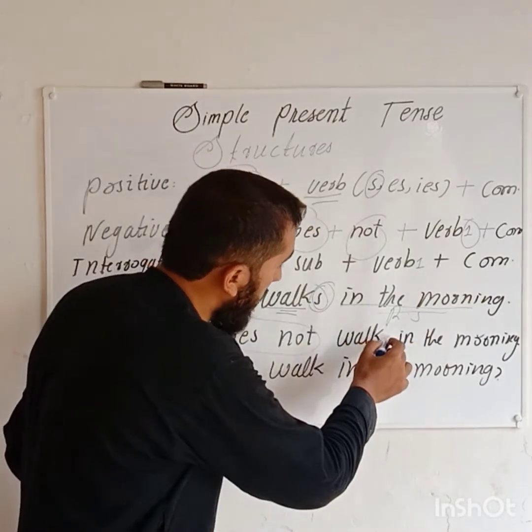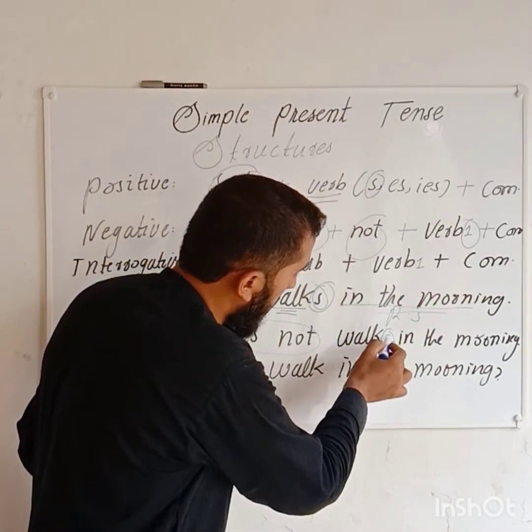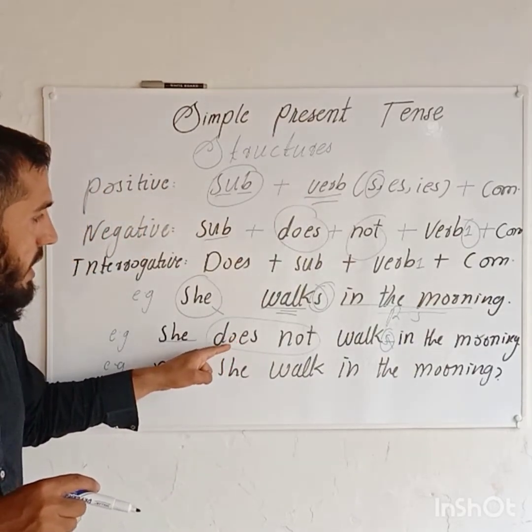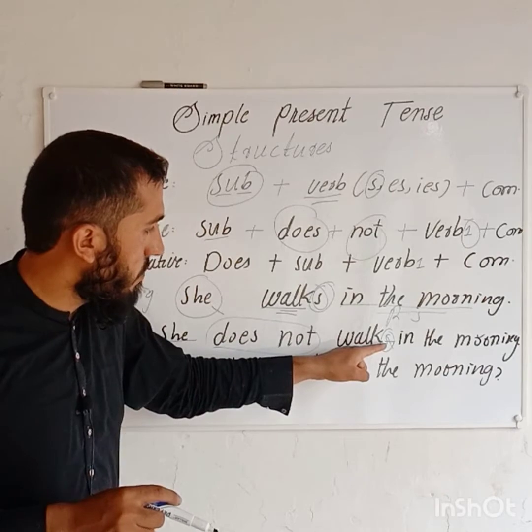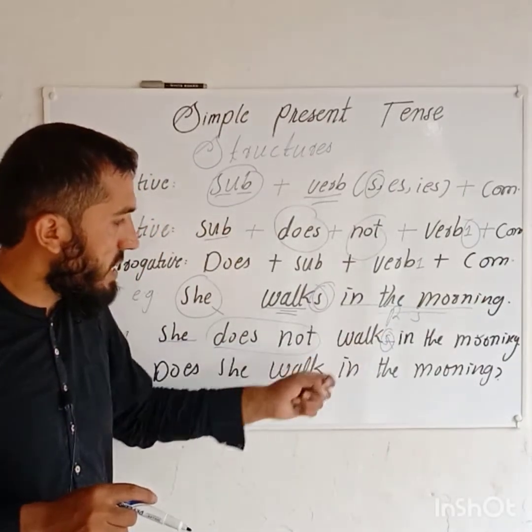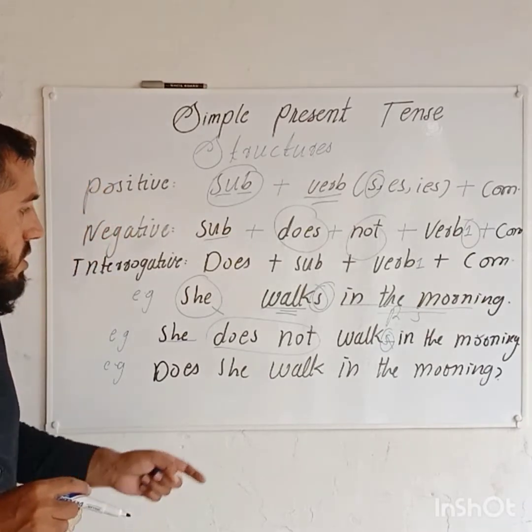You cannot use S here. S will be incorrect because here we use does not. And after doesn't, we use the first form of the verb, or base form of the verb. We do not need to use S, ES, or IES with the main verb.